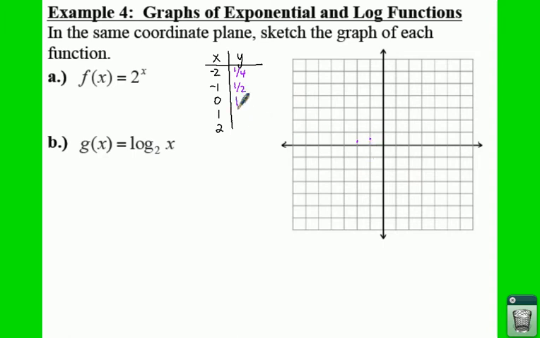Plug in a 0, you get a 1. So notice there's our 0, 1, where your graph goes through your y-intercept. Plug in a 1, you get a 2. So over 1, up 2. Over 2, up 4. We graph.